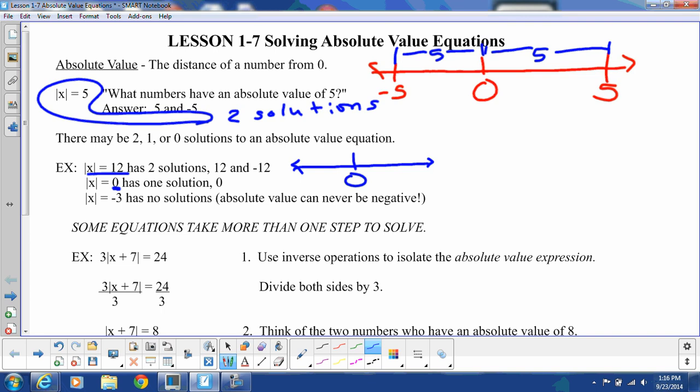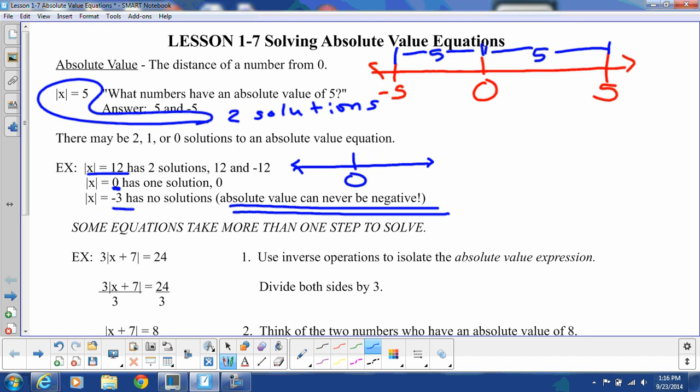Here's a third situation. If you have the absolute value of some number equals -3 or -7 or any negative number, we say that equation has no solutions because absolute value can never be negative. Distance is never negative.